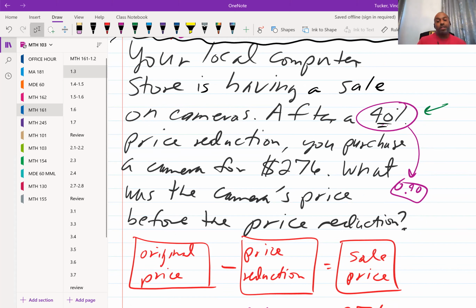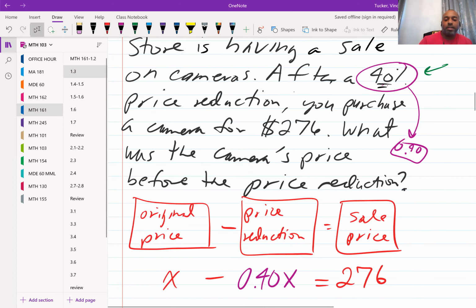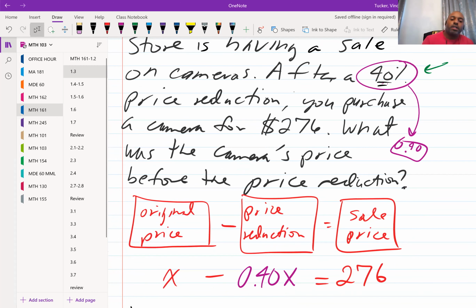Now, the one they give us is the sale price, that's 276. And then the original price, we can call that x because that's what we're looking for. That's our unknown. Now, that price reduction is where a lot of people make a mistake. So we want to be careful here. So we have x minus 0.40x equal to 276. So where do I get the 0.40x from? First of all, 40%, you do want to convert it to a decimal before you do your calculation. So you move your decimal 2 places to the left.